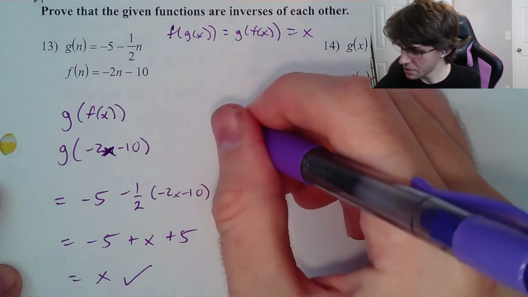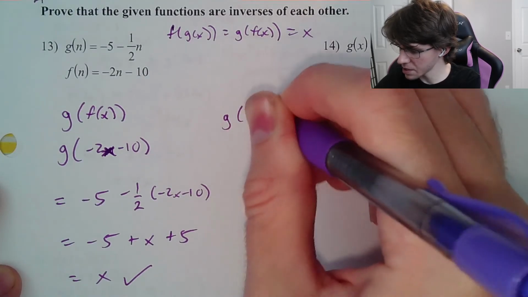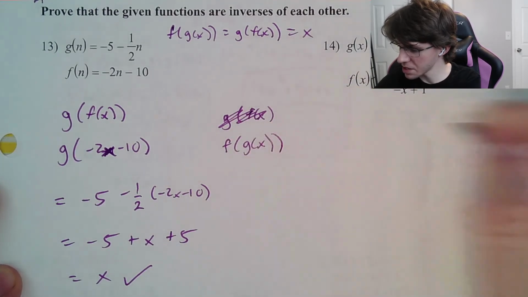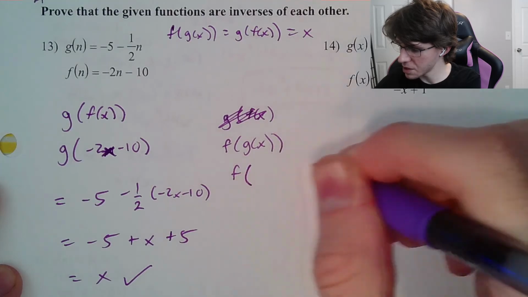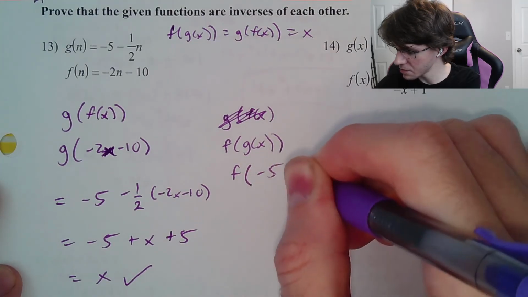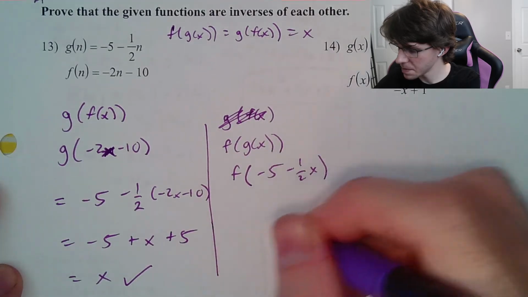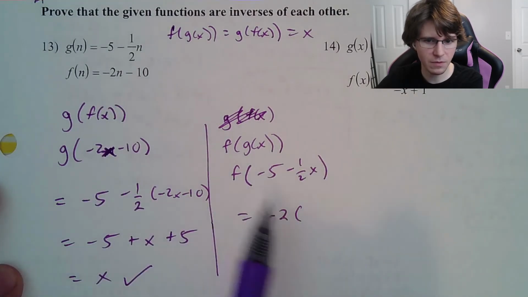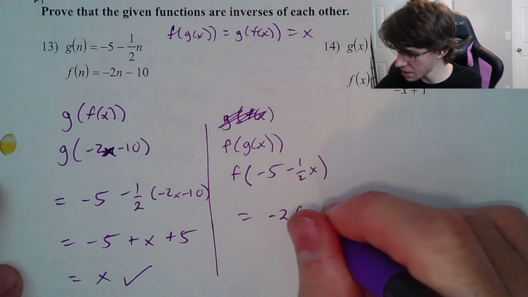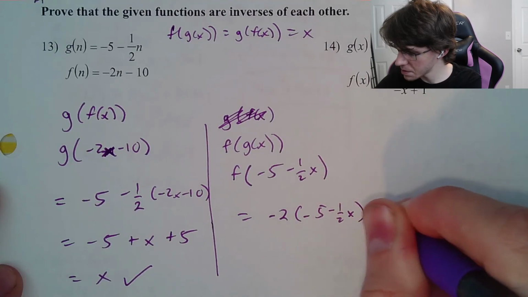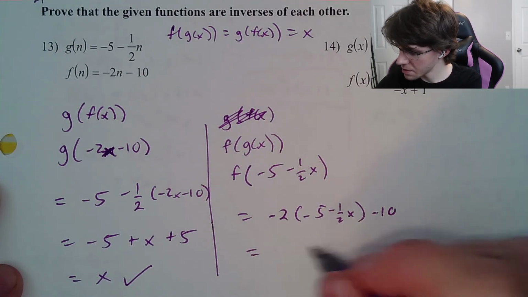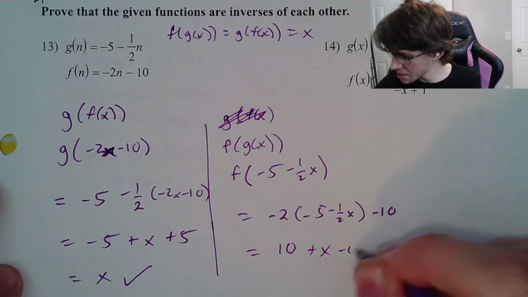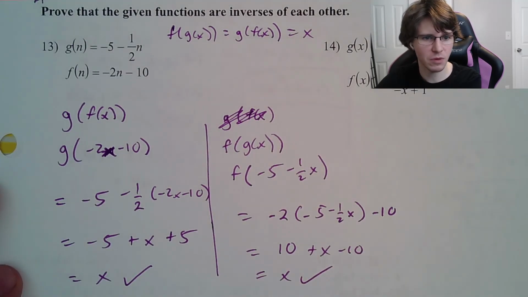And now we have to do the other one. We instead do g of f of x. Nope, we just did that. Whoops. We need f of g of x all the way around. F of g of x. So f of g of x is going to be f of negative 5 minus 1 over 2x. And that's going to be equal to negative 2 times, and we're taking this n right there and replacing it with negative 5 minus 1/2 x, minus 10. That's going to give you 10, negative 2 times negative 1/2 is positive 1, minus 10, and sure enough, you get x. Check mark is given.